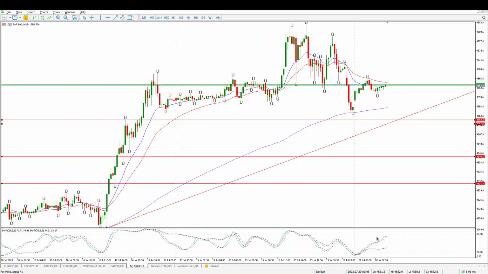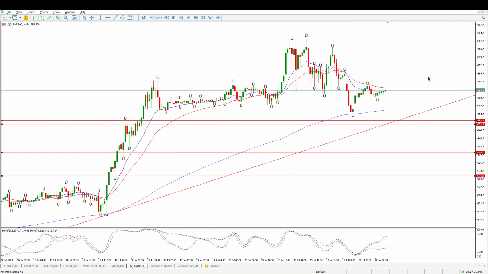Oscillators on the 15-minute don't really agree with that, so it does look like we're probably coming back into this area. If we do start breaking the zone, that is going to break the trend line. Then you've got a gap here, as we said yesterday, right at 45.40 and all the way down to 45.32. There are levels.